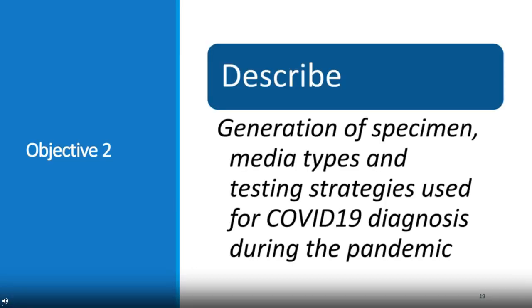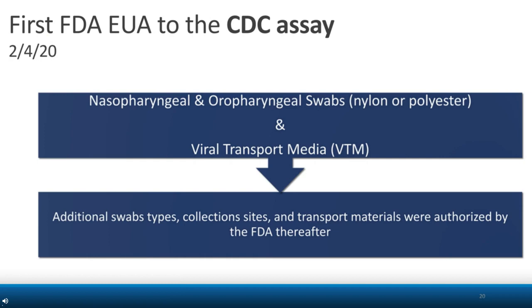So our second objective was to talk about and describe the generation of the different specimen types, collection devices, and transport media that evolved early on during the COVID pandemic. Everyone remembers that very early on, the first emergency use authorization assay for COVID that was authorized by the Food and Drug Administration went to the CDC, and this was early in February of last year. That assay used either a nasopharyngeal swab or an oropharyngeal swab or a throat swab that was made out of nylon or polyester, and the specimen had to be transported to the laboratory in a viral transport media. And after that first assay, additional swab types, collection sites, and transport media were then also given emergency use authorization by the FDA. So let's talk about those.